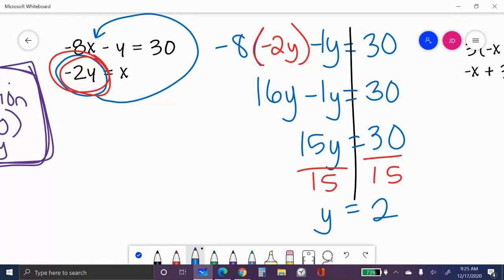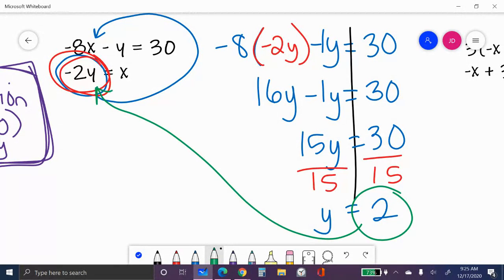So I have my y value. We're not done. We have to find the x value of my coordinate. So we have to take this y, and I would put in this bottom one because the x is already isolated. So you just got to plug in y in here. So you take that and you plug it in. And so -2 times +2 equals x, and -2 times +2 is -4. That's my x value.